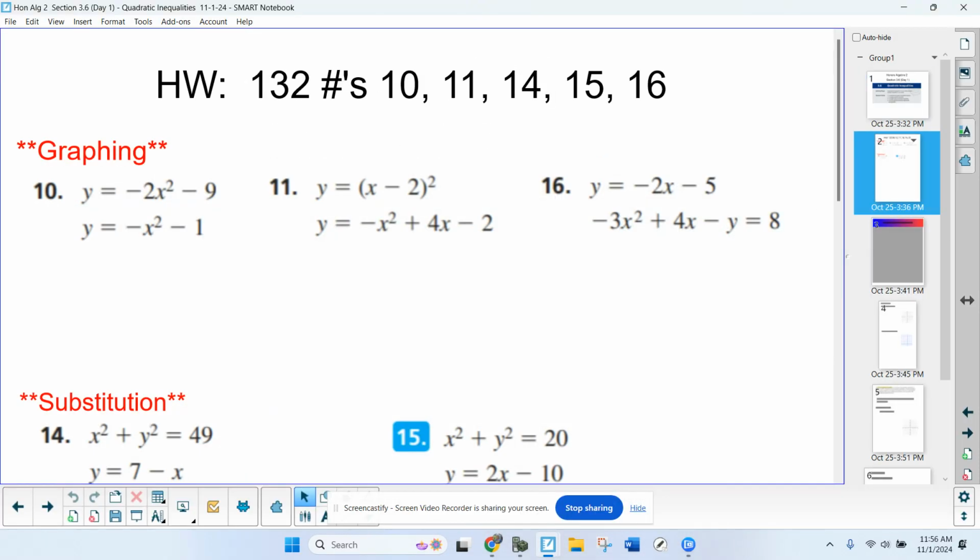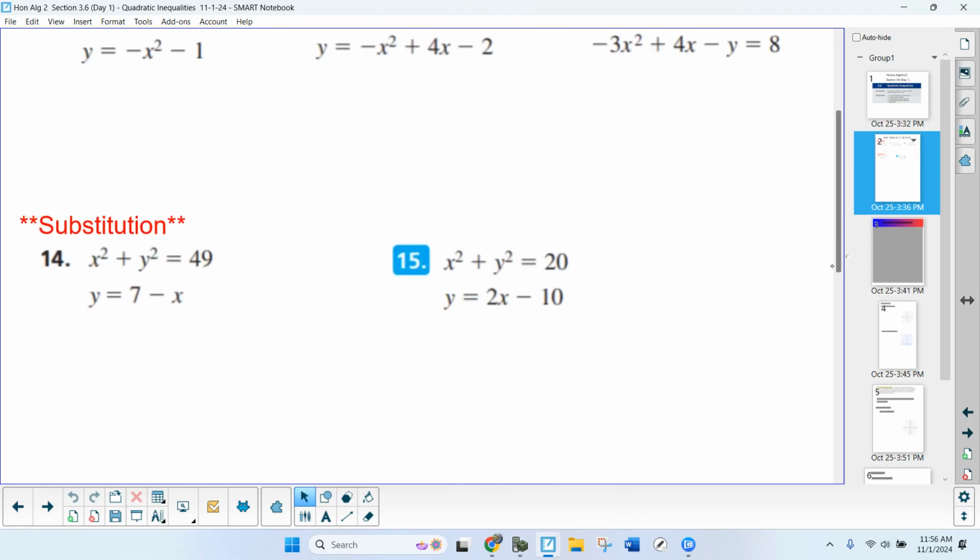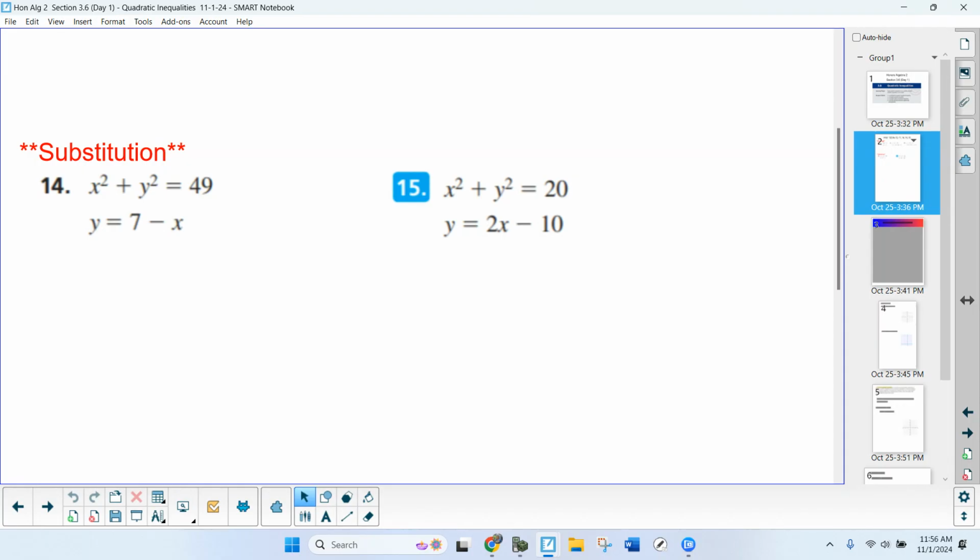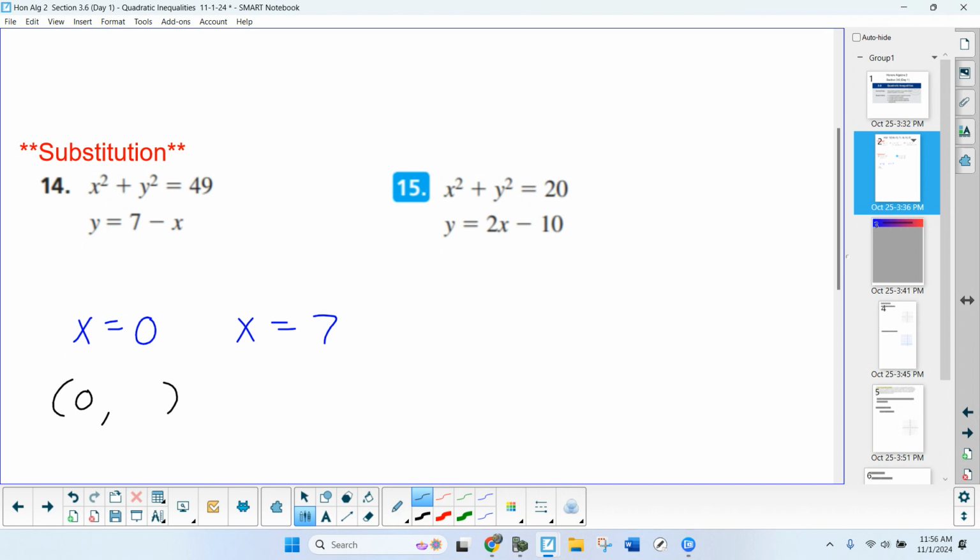Homework last night, you had 3 of them that you did by graphing, typing in your calculator. On the 2 that you used substitution, the biggest mistake on the test, and I don't know if you did this or not, but looking at like number 14, once you solve for your 2 x values, you got x equals 0 and you got x equals 7. Once you do that, remember your answers are coordinate points.